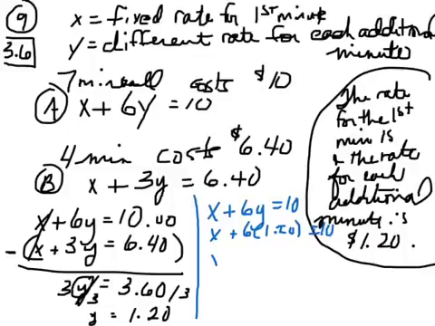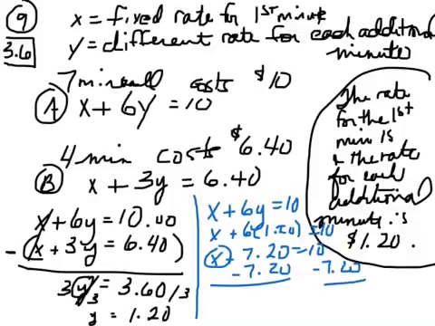Alright, so 6 times $1.20 would be $7.20. So x plus $7.20 is equal to 10. And if I want to get x by itself, I just subtract $7.20 from both sides. And that's going to be $2.80. X is $2.80. Okay. So the rate for the first minute is $2.80.